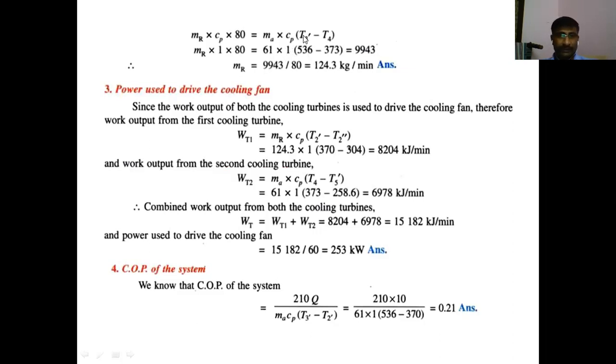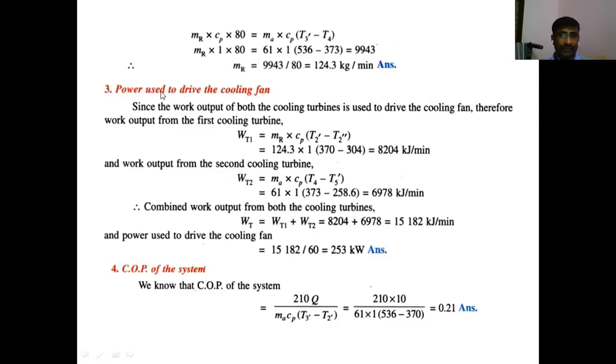1 is again CP, T3 dash is 536 minus 373. This total value is 9943. Therefore, MR is equal to 9943 divided by 80. That is 124.3 kg of air, the ram air, which is utilized as a cooling medium in the heat exchanger for every minute.